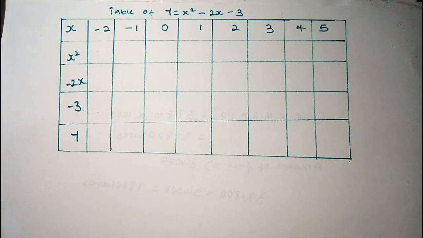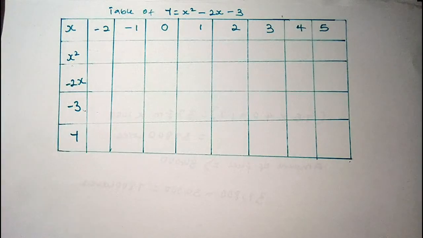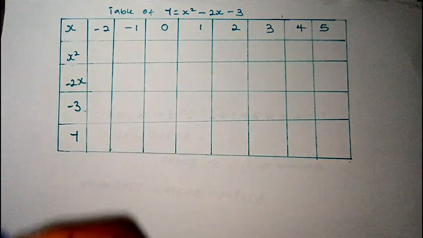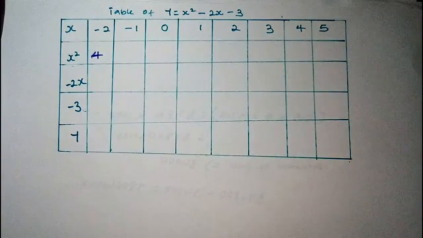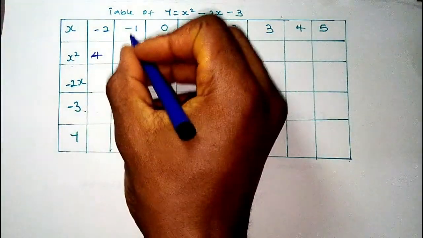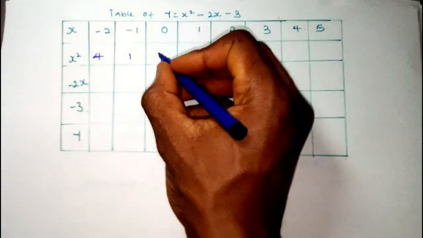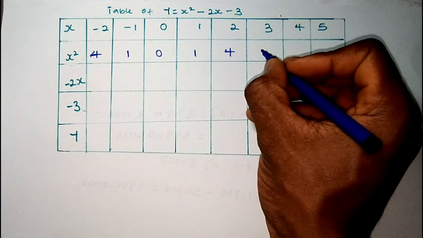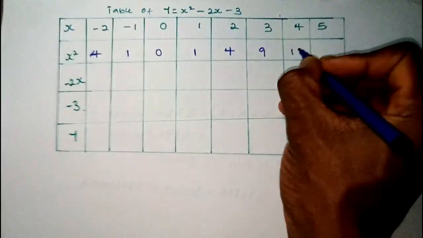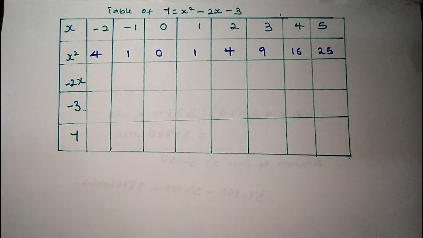First of all, this is -2, so -2 is x, so putting it here, we have -2 times -2 because it's x squared. So we're definitely going to have 4 because minus times minus is plus. 2 times 2 is 4. The same thing for -1. We're going to have 1 here because minus times minus is plus. So we'll have 0 here. We have 1 here. 2 squared is 4. 3 squared is 9. 4 squared is 16. 5 squared is 25. Okay, I'm sure you're following that.